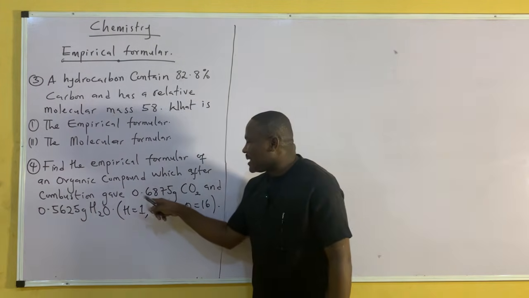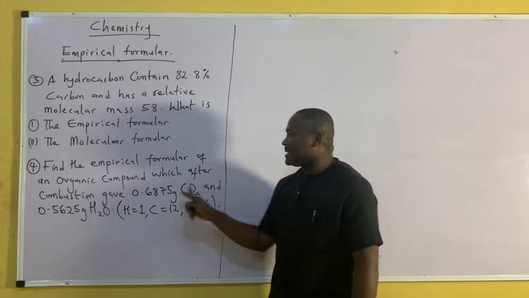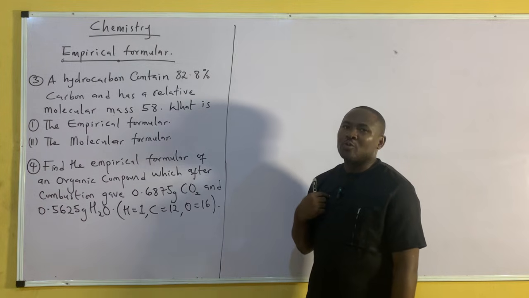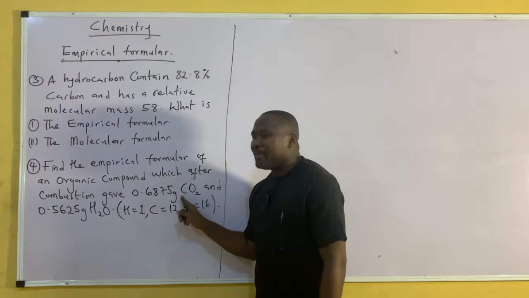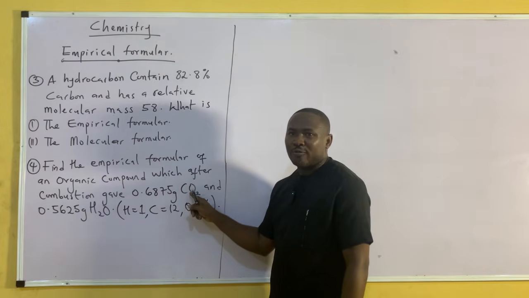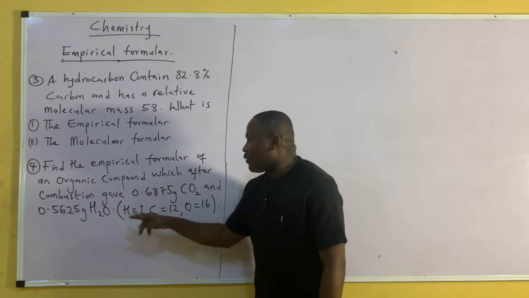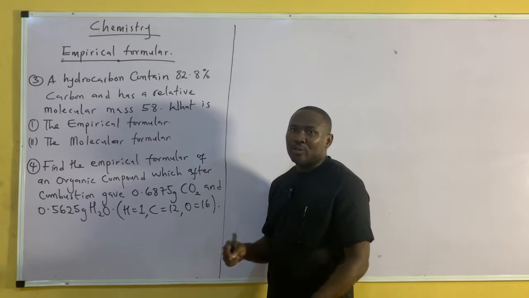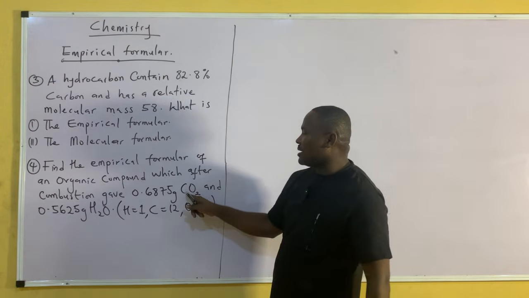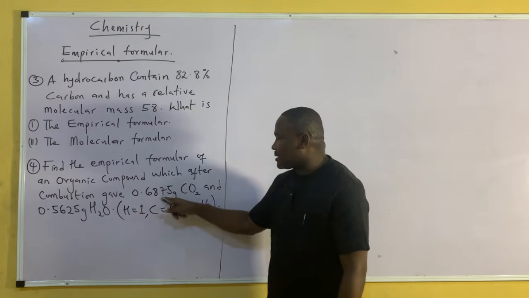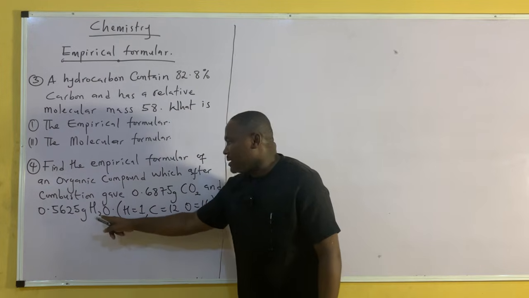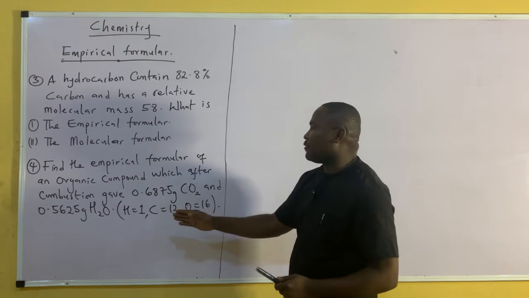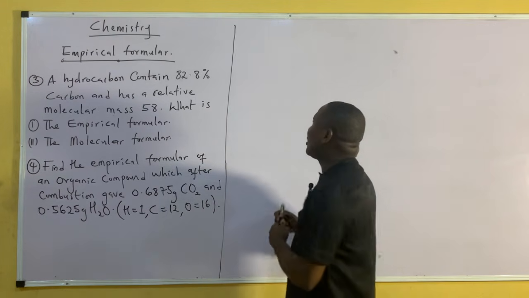They gave us the mass of carbon dioxide and the mass of water formed, meaning I will be the one to get out the mass of carbon in this carbon dioxide and the mass of hydrogen in this water. So our first job is to calculate the mass of carbon in this mass of carbon dioxide and the mass of hydrogen in this mass of water. This is a case involving combustion of a hydrocarbon.